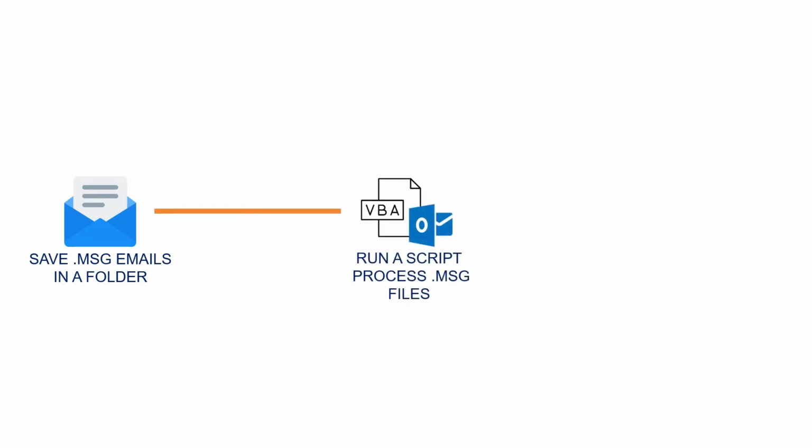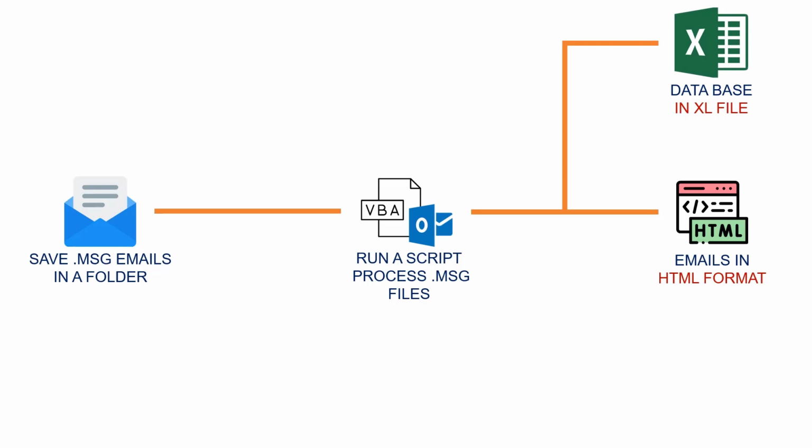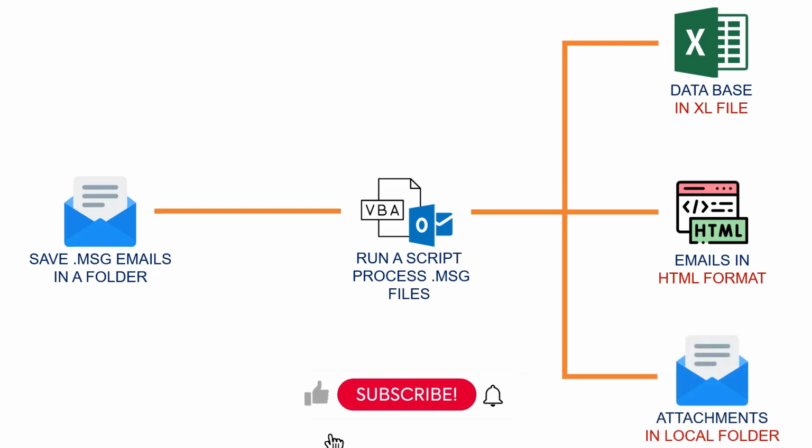The workflow is very simple. You copy all the messages in your Outlook mailbox. You open the Excel file and you run the VBA script that will copy and paste the subject, body, and all the information of your email in an Excel spreadsheet. Export the email to HTML format and save it locally. And finally save all the attachments in a dedicated folder.